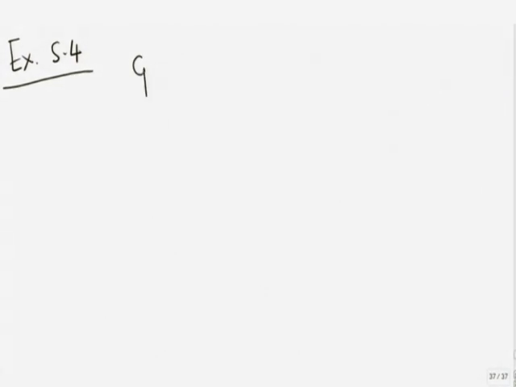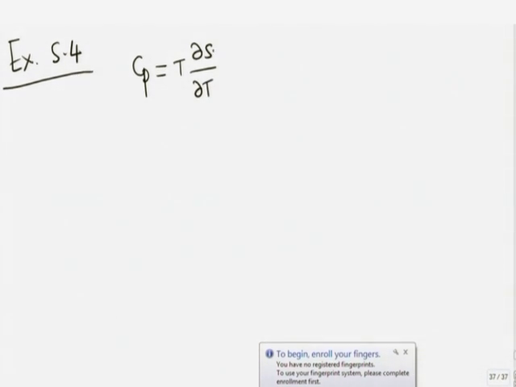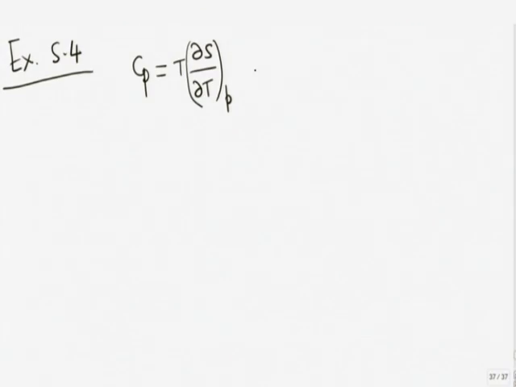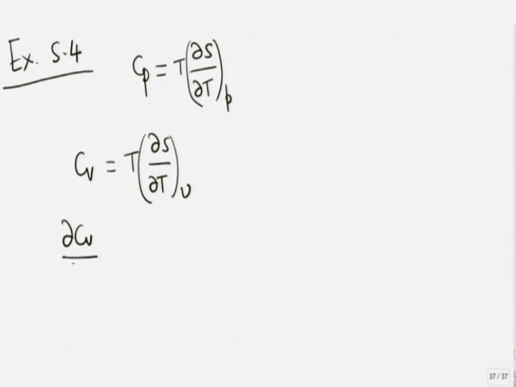Remember, we noticed that CP for a fluid can be shown to be equal to T multiplied by the partial of S with respect to T at constant P. We have shown it earlier while deriving the first TDS equation. Similarly, you can show that CV is T into partial of S with respect to T at constant V. That you should be able to show. Now, what we want is partial of CV with respect to V at constant T, right? That is what we want to determine.